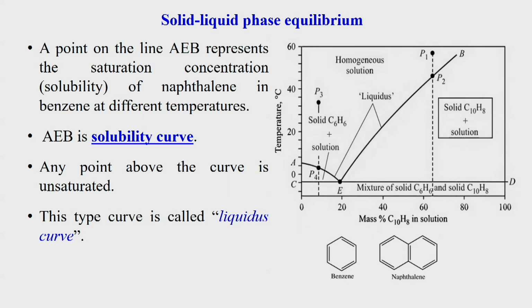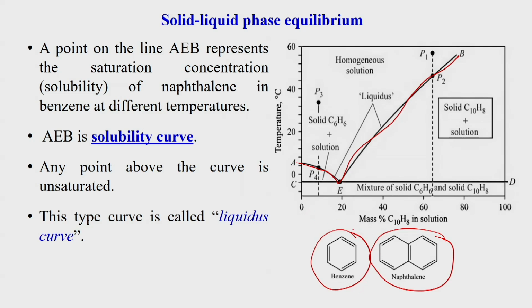If we take the example of, say, benzene and naphthalene, then we can learn that in this type of two-solid mixture, the solubility curves are actually not linear or not simple. Like this, if we start from A to E to B, this is a solubility curve for this benzene and naphthalene mixture.